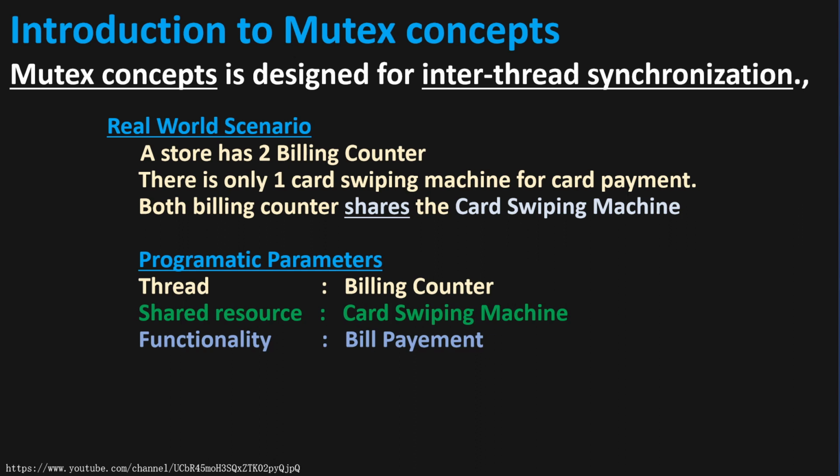Let us consider a real-world scenario. Imagine that a store contains two billing counters. Also, there is only one card swiping machine available for bill payment. Here, both billing counters perform billing in parallel for two customers at a time. But at the time of payment, both counters share the same swiping machine. Here, the thread is represented by billing counter, and the shared resource is card swiping machine. The functionality is bill payment.